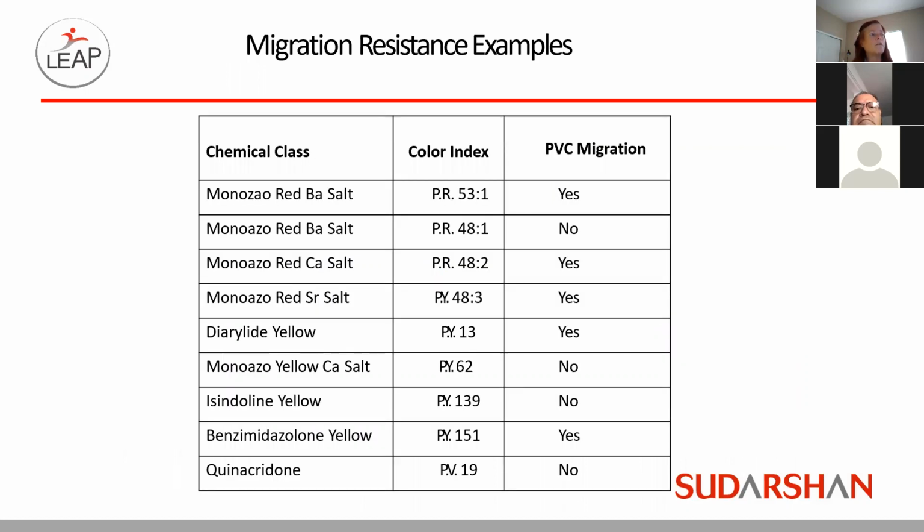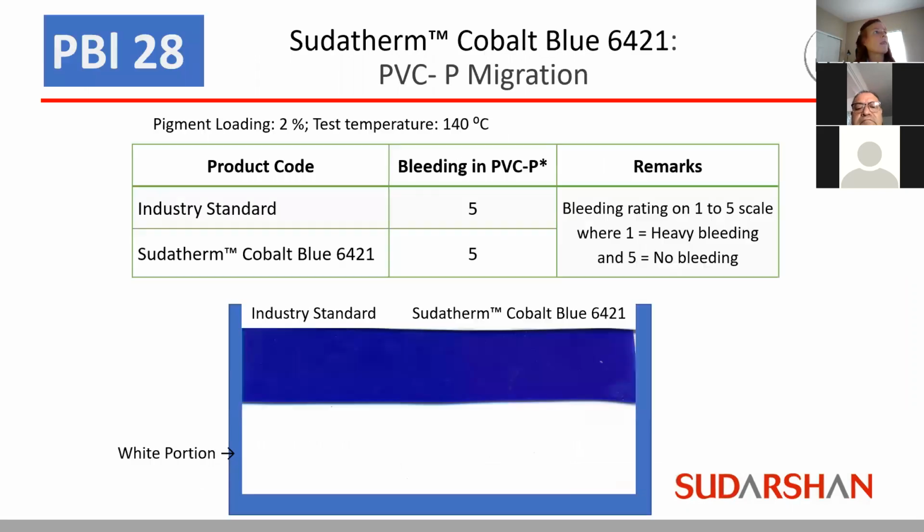Again, some examples of migration resistance based on some color indexes. And as I mentioned earlier, the red 53.1 has a very good heat stability property, but in this particular case, it does not pass the migration test. So that continues to further limit the suitability of the red 53 if you do require an FDA compliance.